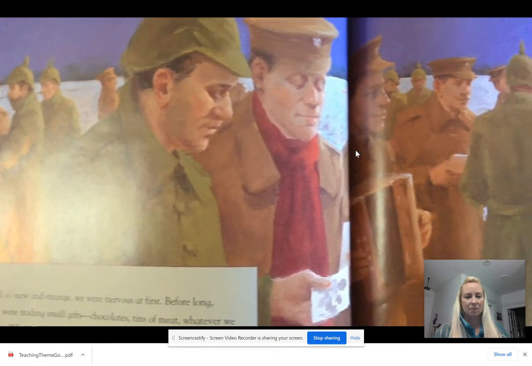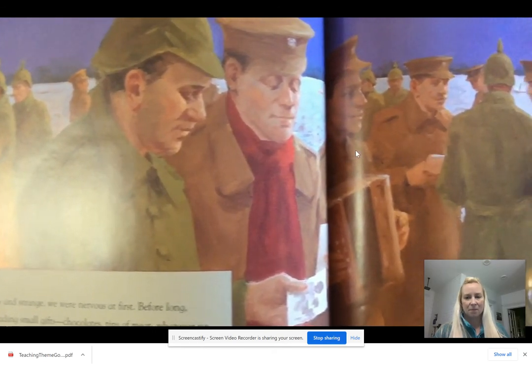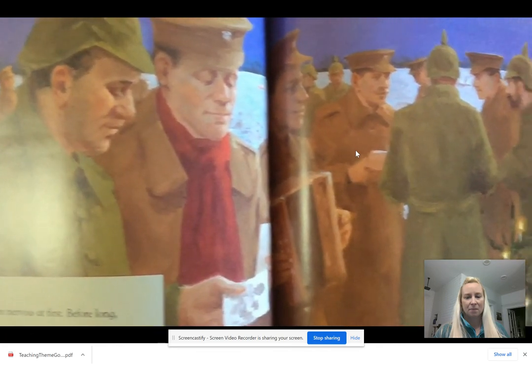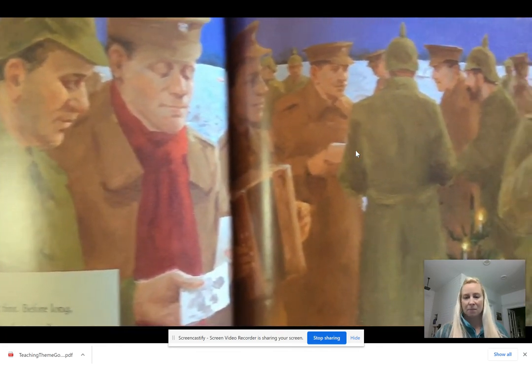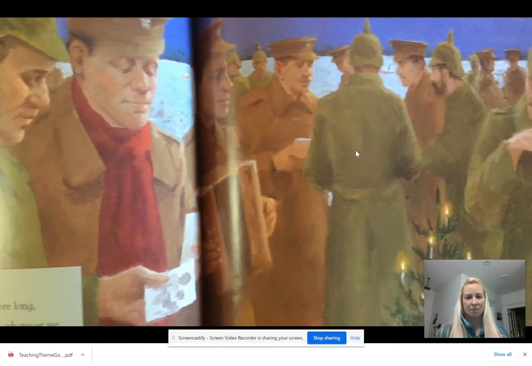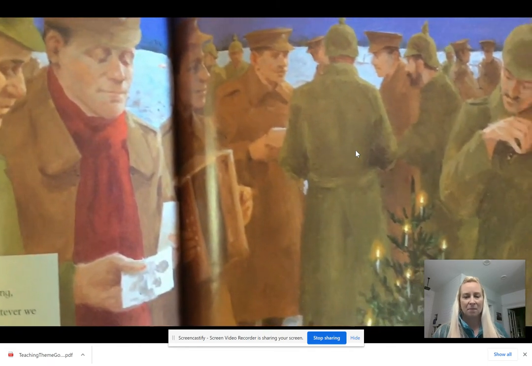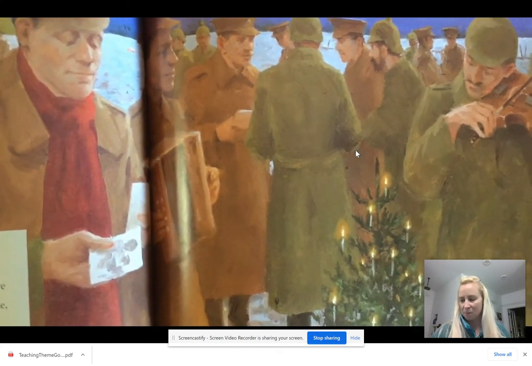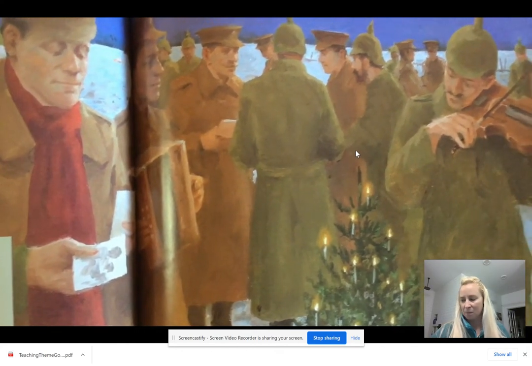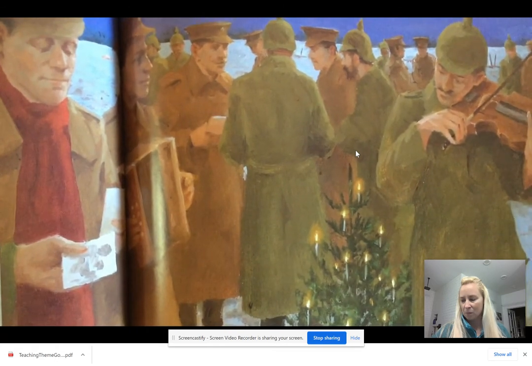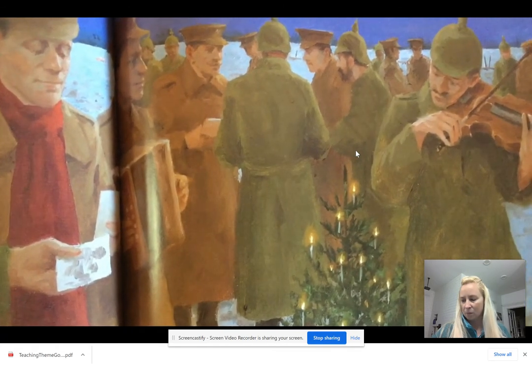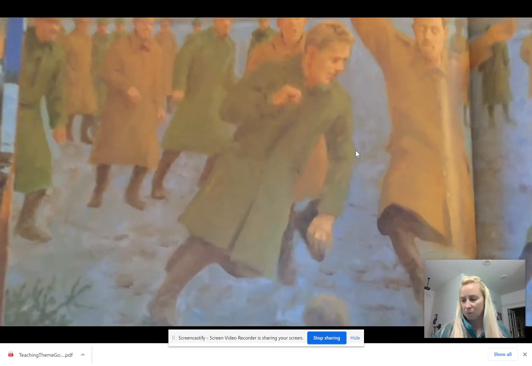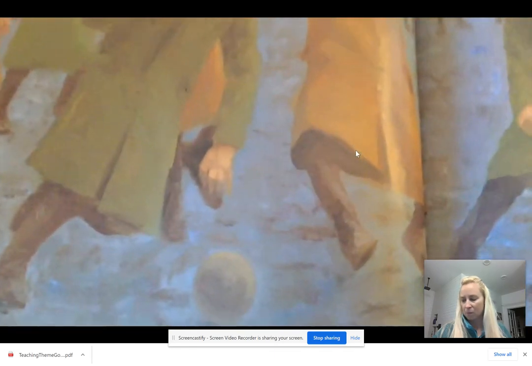Before long, though, we were trading small gifts, chocolates, tins of meat, whatever we had to share. When we began showing each other photographs from home, we were no longer soldiers, no longer enemies. We were all just sons and fathers far away from our families and loved ones. Our lad Sanders brought out his squeeze box. One of their boys joined in on a nice violin, and someone had a ball.